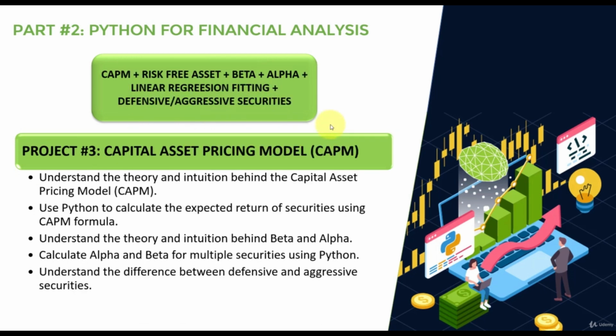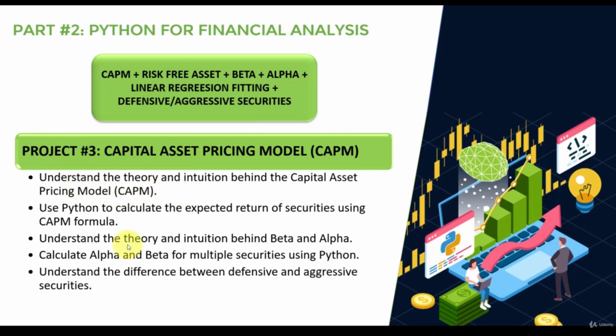Okay, so for project number 3, we will learn about the capital asset pricing model, or CAPM for short. So we are going to understand the theory and intuition behind CAPM. We will learn how to calculate the expected return of securities using CAPM. We will understand the theory and intuition behind beta and alpha, and how to calculate beta and alpha for multiple securities in Python. And we're also going to learn the difference between defensive and aggressive securities. And here is the summary: CAPM, risk-free asset, beta, alpha, linear regression fitting, defensive and aggressive securities.